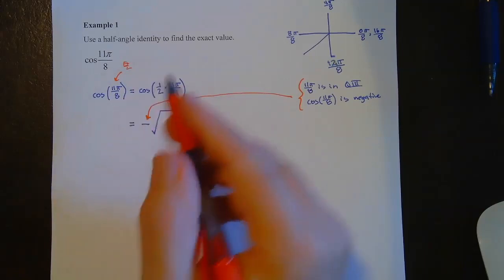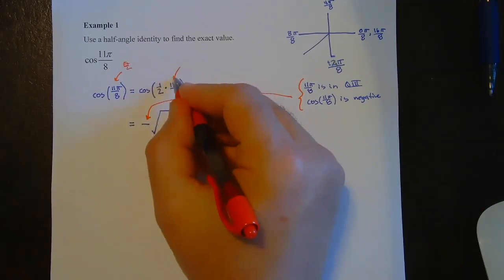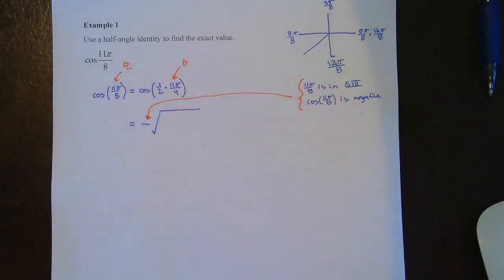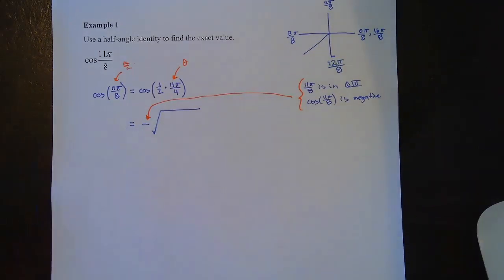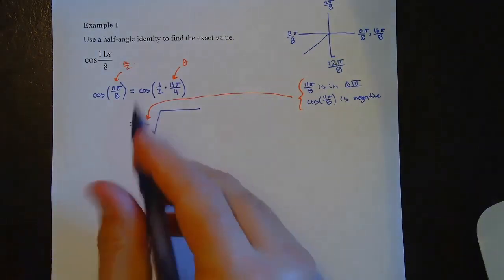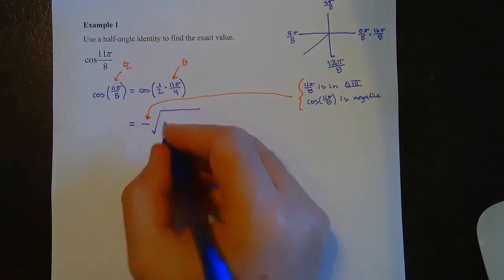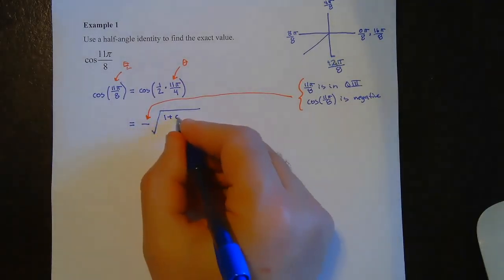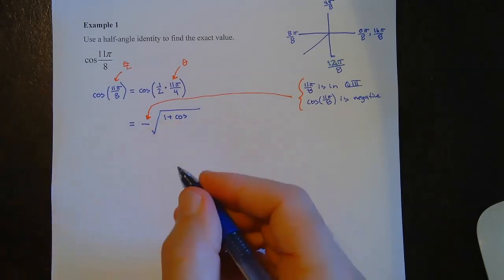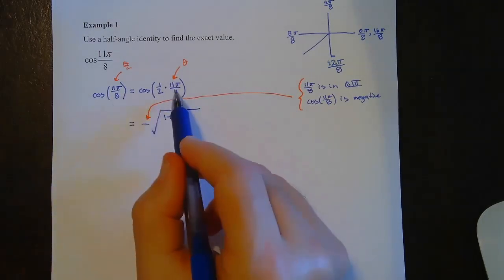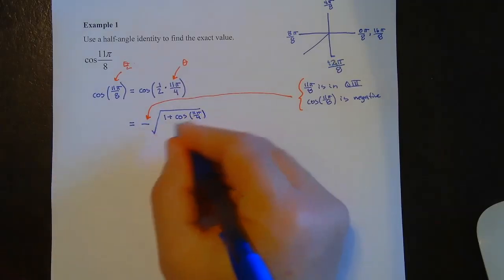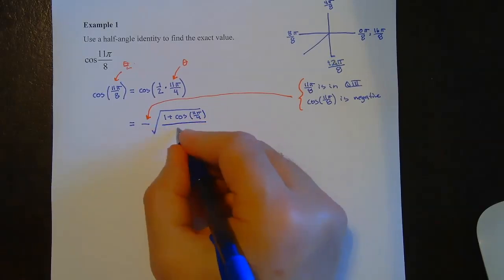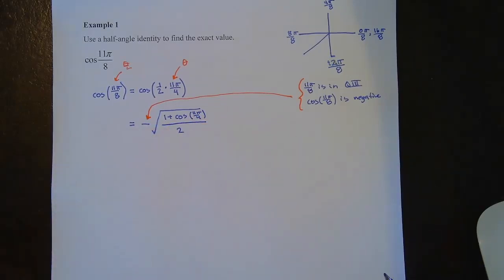So if that's my theta over 2, this one right here is my theta. So my theta is 11 pi over 4. I'm going to use the half angle identity for cosine. I know it's negative and it deals with the square root, and then it's 1 plus cosine of your angle theta. Your angle theta is not 11 pi over 8, it's 11 pi over 4, over 2.